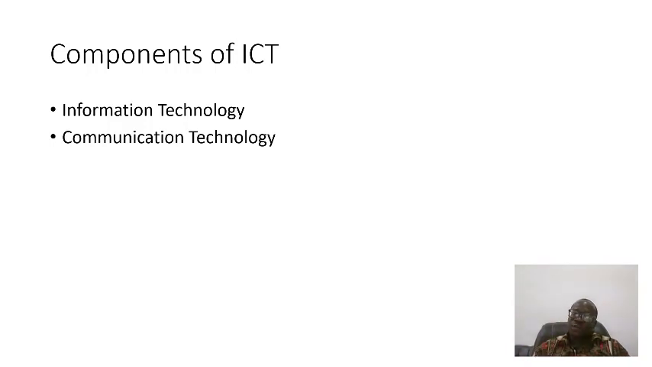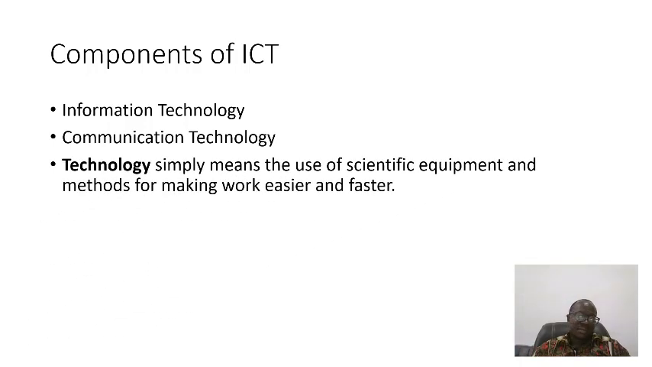So we said that we have information technology, then we have communication technology. The two come together to form the ICT that you know. But before we move on to what is information technology and what is communication technology, let's look at what technology is in general. At your basic level, remember we said technology simply means what? The use of scientific equipment and methods for making work easier and faster.